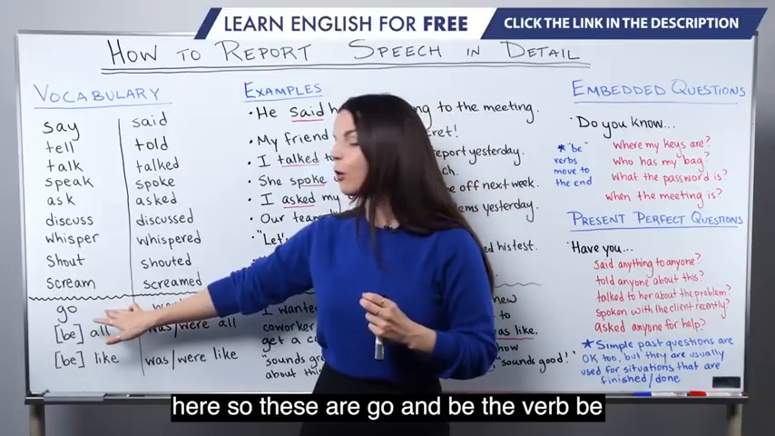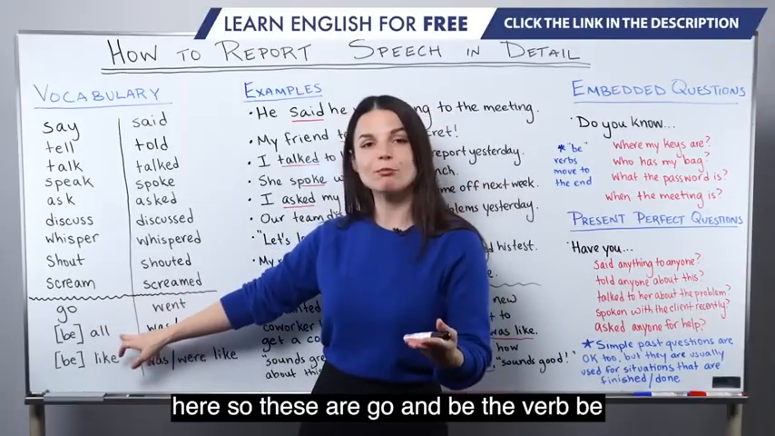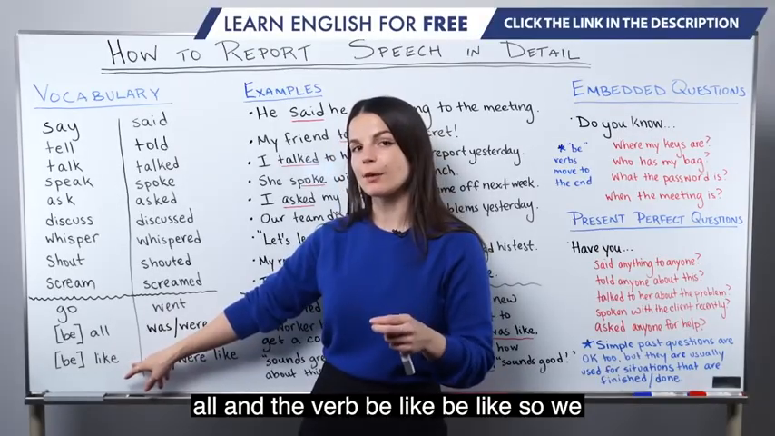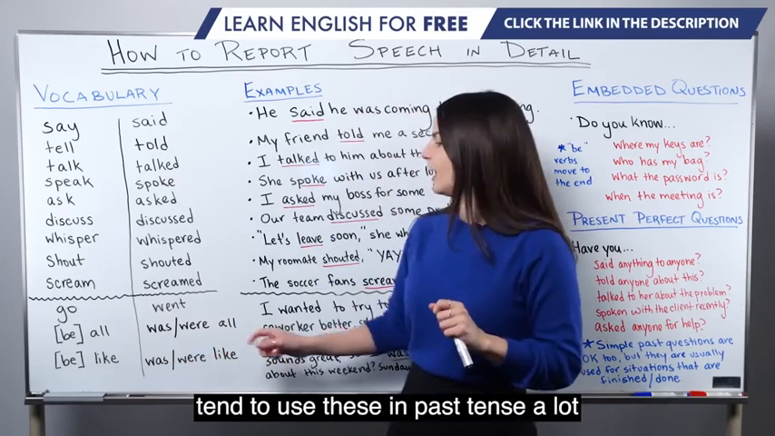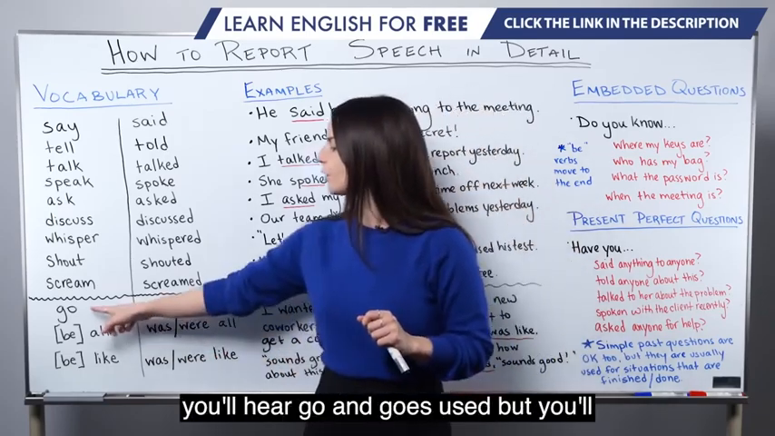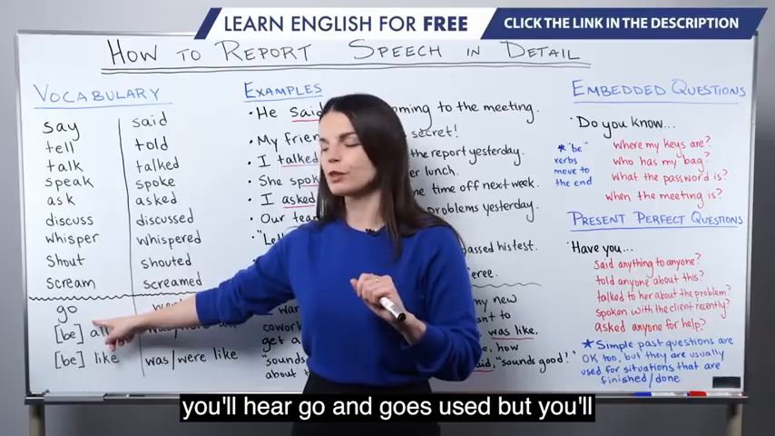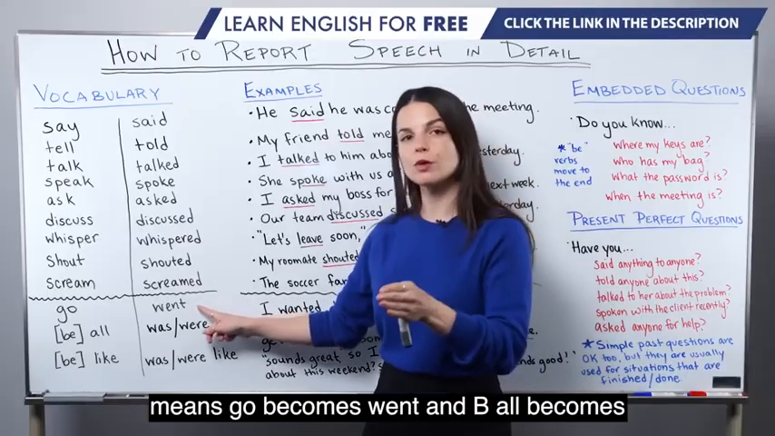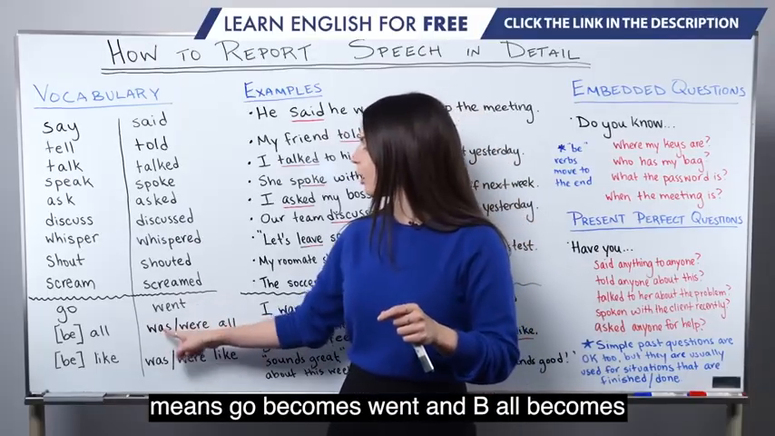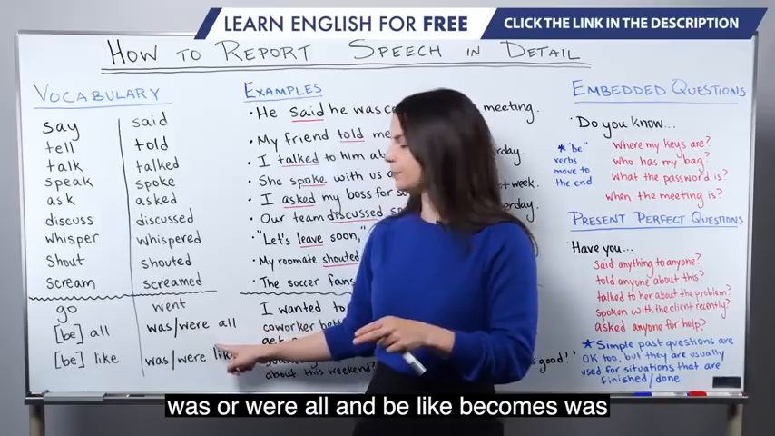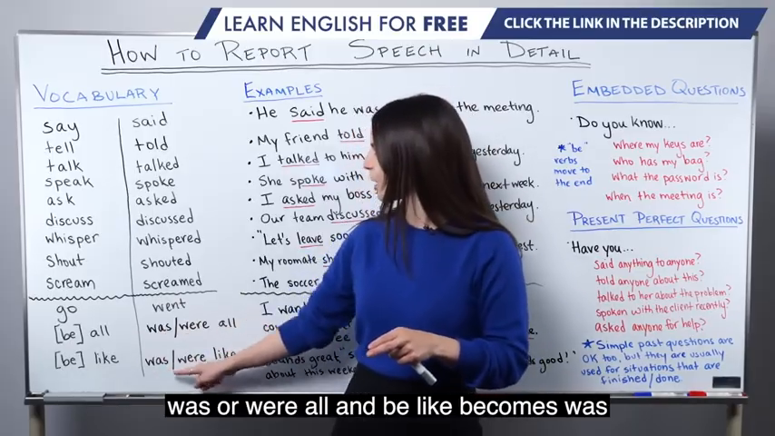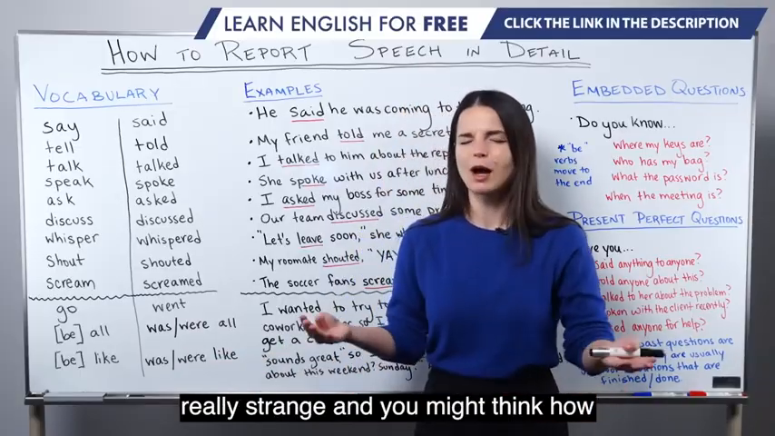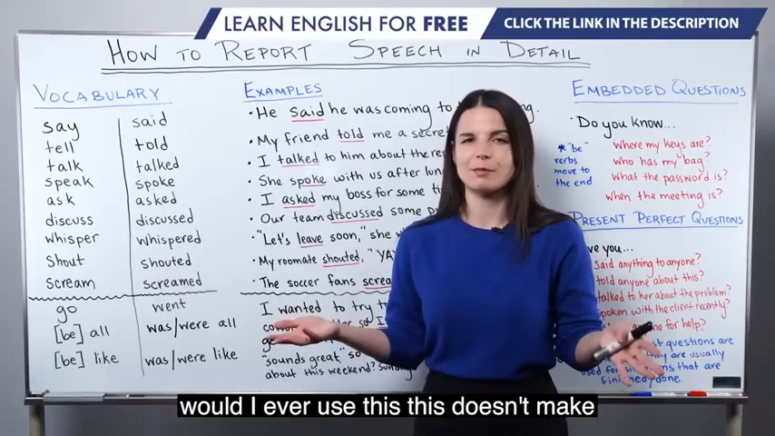So these are go and be all, and the verb be like. So we tend to use these in past tense a lot. You'll hear go and goes used, but you'll hear this in past tense too. So that means go becomes went, and be all becomes was or were all, and be like becomes was or were like. So this may seem really strange, and you might think, how would I ever use this? This doesn't make any sense.